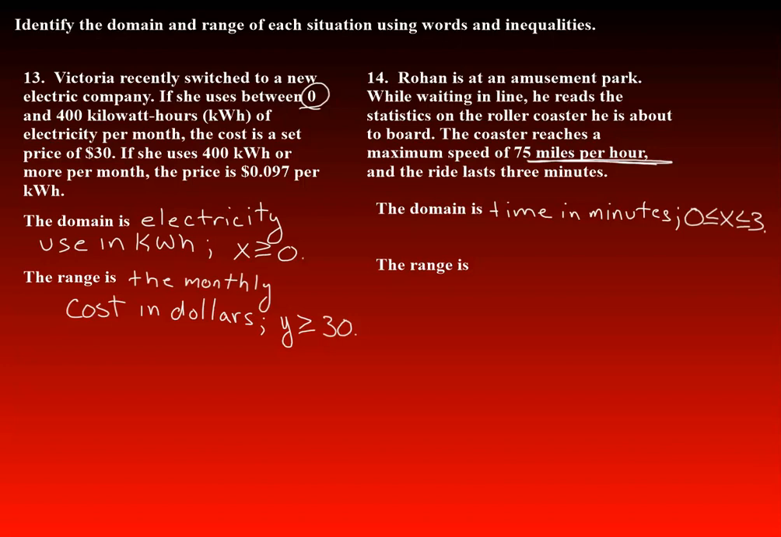The range would be the distance in miles. And this would be y is going to be greater than or equal to 0. Okay, we know when it starts at distance 0, and it goes until the end of the ride, which is whatever the distance, the length of the ride is, which we don't have.